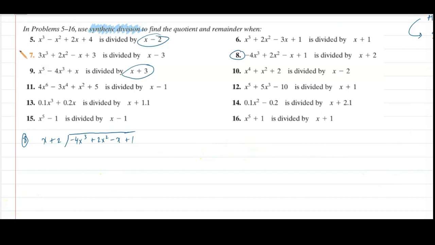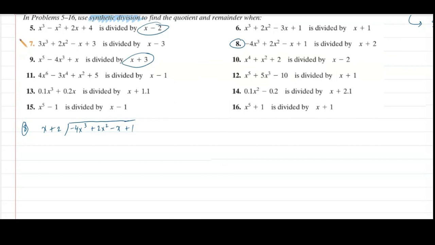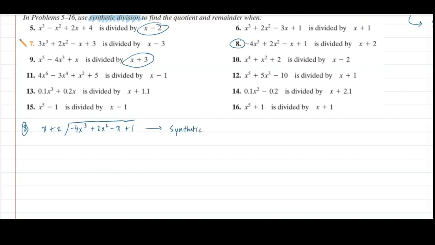So what you can do is pause the video and give it a shot. Number 8, try to see what you'll end up with as an answer. But so that we don't have to make this video longer than it already has become, I'm going to teach you the synthetic way of doing the question. So this is called synthetic division.